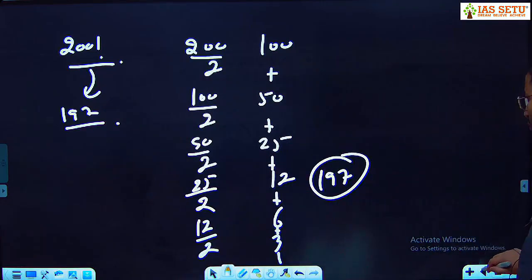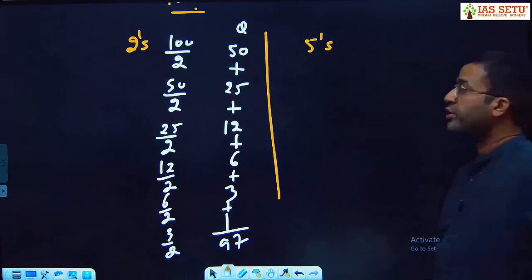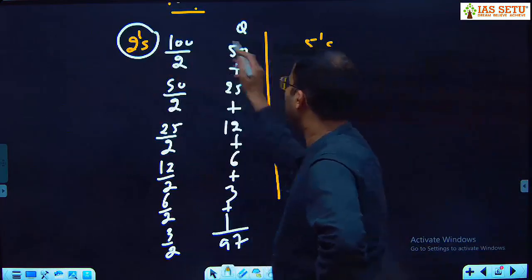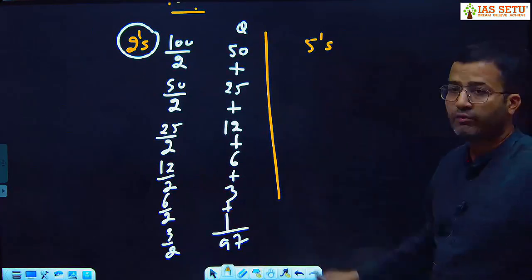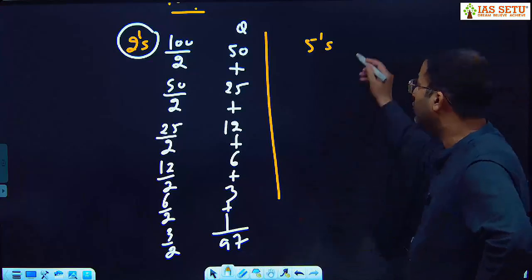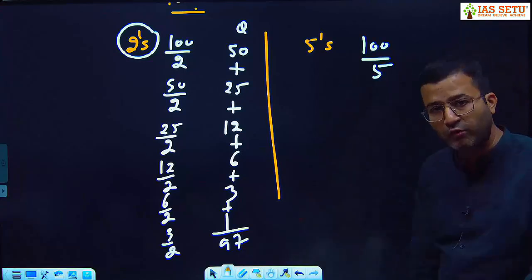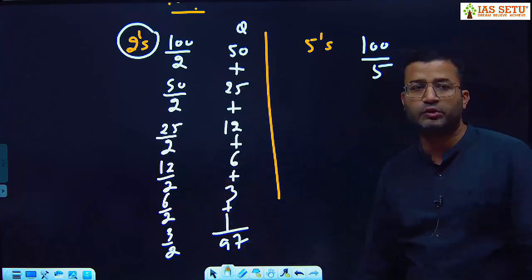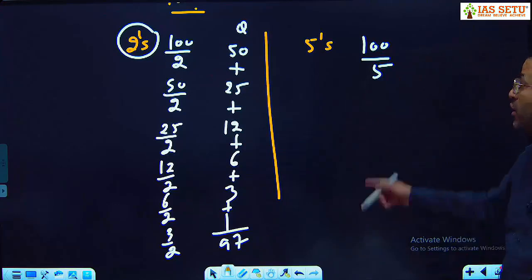So now come to the question. Question is, in 100 factorial, how many zeros are there? You have to find how many 2's and you have to find how many 5's. Same concept, if you have to find how many 5's are there, what we have to do? 100 we have to divide by 5. If you have to check how many 2's, you have to keep on dividing by 2. If you have to check how many 5's are there, you keep on dividing by 5.